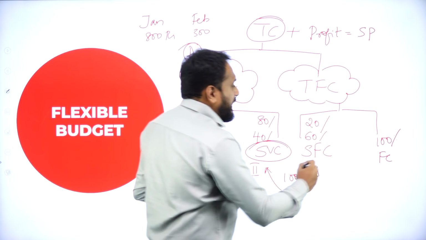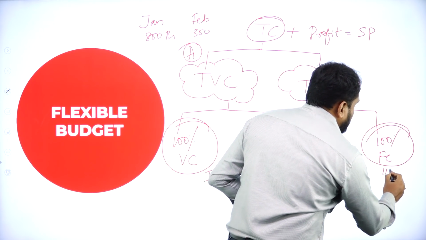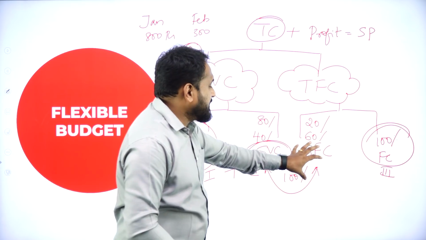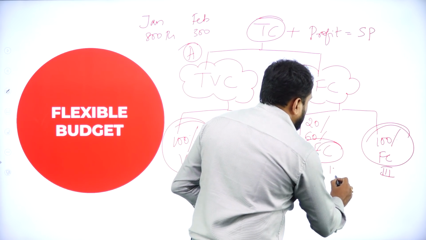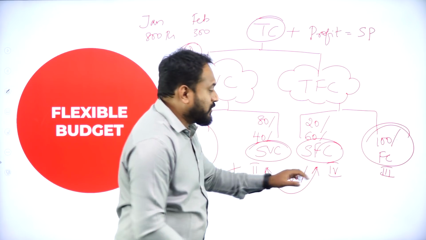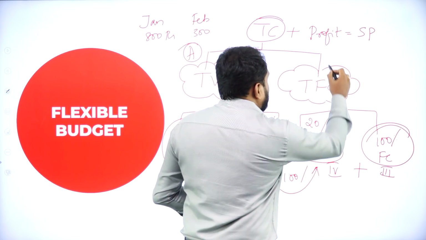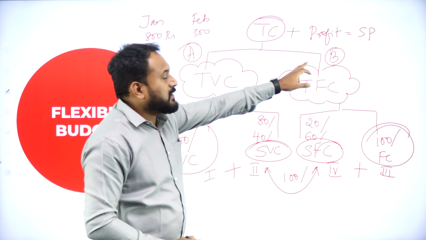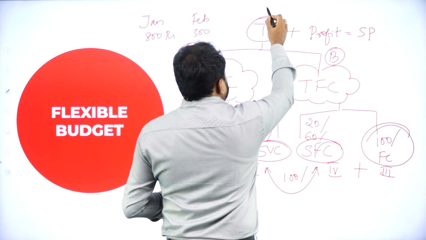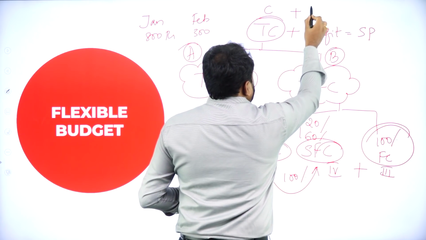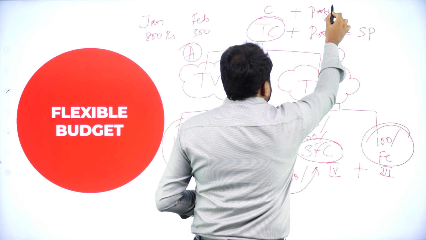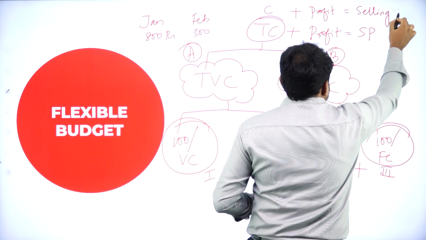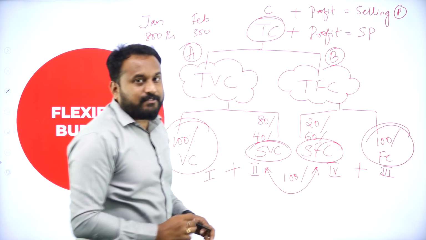Now understand. Next, this is the third one: add fixed cost with semi-fixed cost, denote this as 4. Now 3 plus 4, you get what is called B, total fixed cost. Now you need to add A plus B, and you get total cost, that is C. Now if you get profit in the problem, you need to add the profit, and you will get the selling price. Hope you got the flexible budget pro forma.